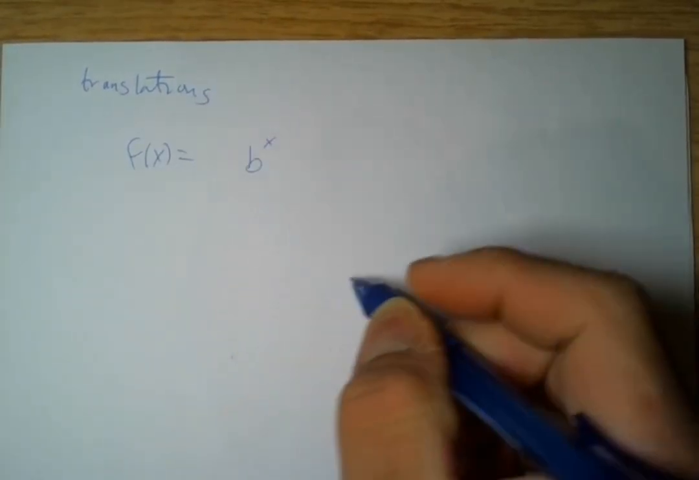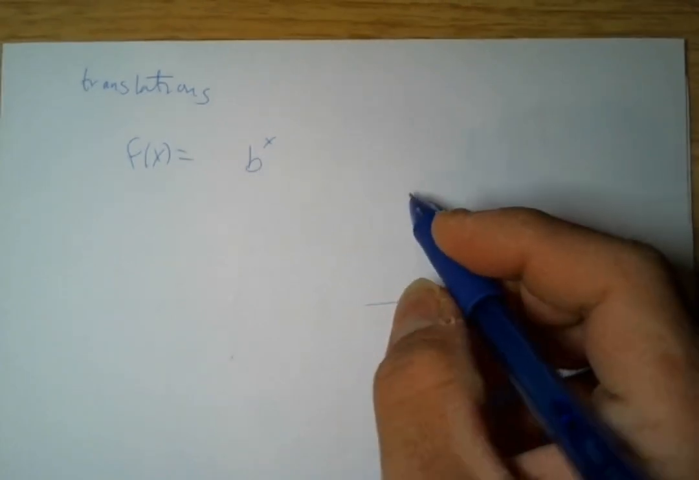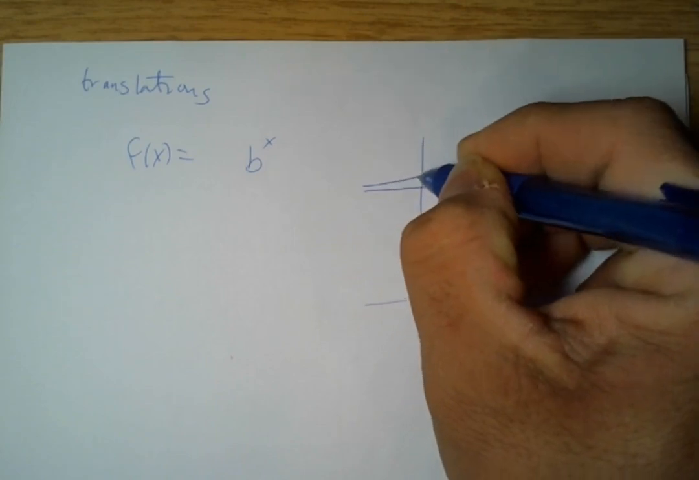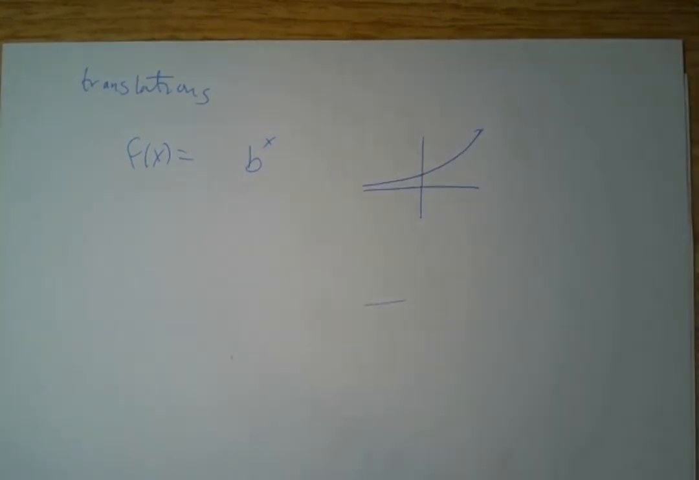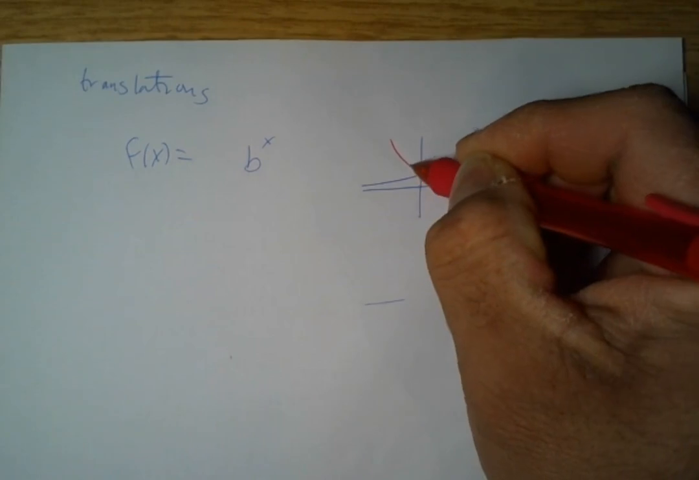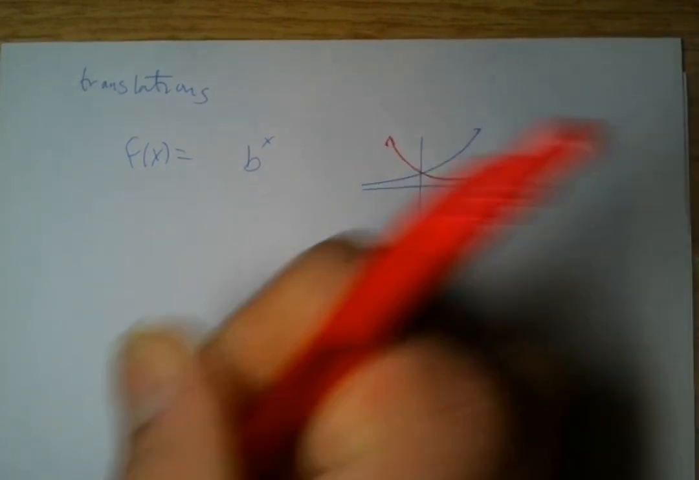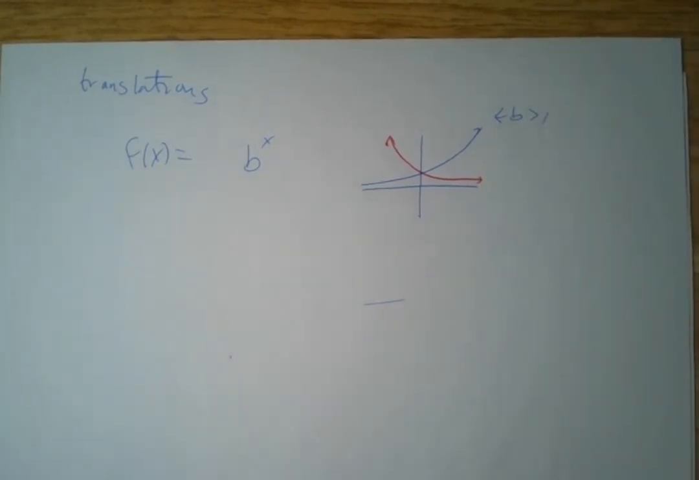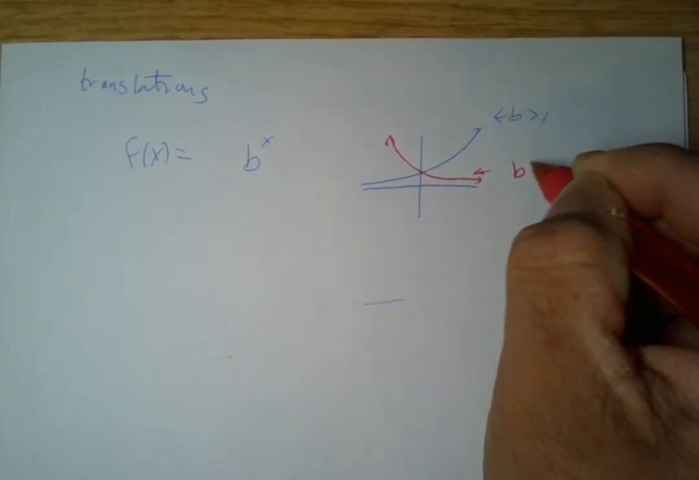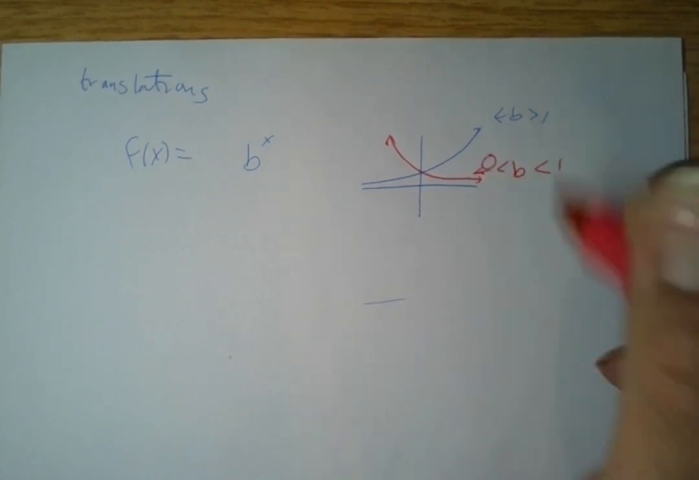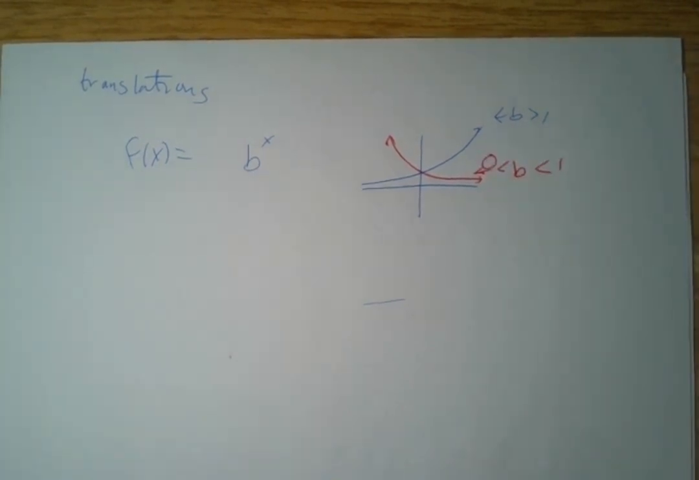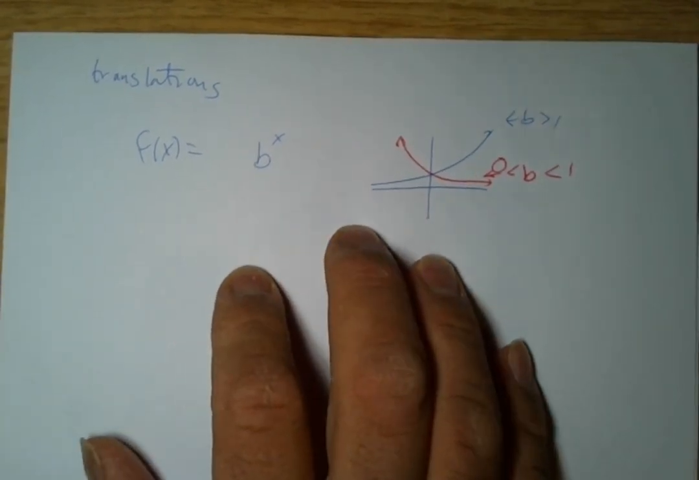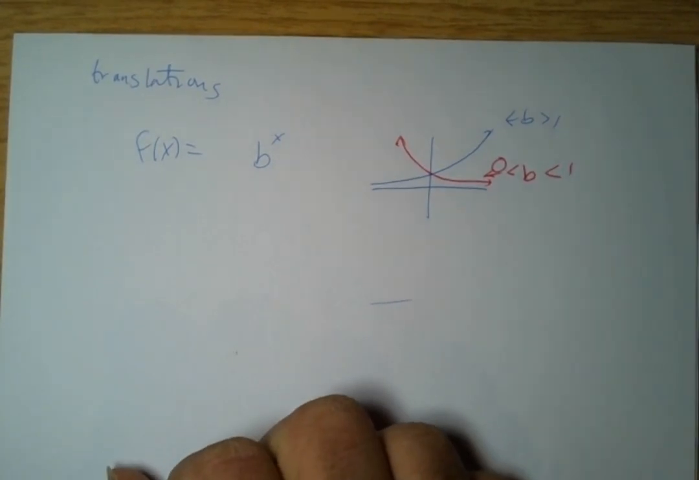All right, so here in this video, we're gonna take a look at translations. So we have the general shape of the graph of an exponential. It'll look like this if b is greater than 1, and it'll look like this if b is between 0 and 1, right? Again, b always positive. All right, but now, like we graphed other functions, let's look at some shifts.